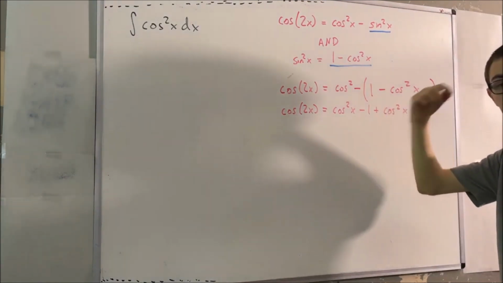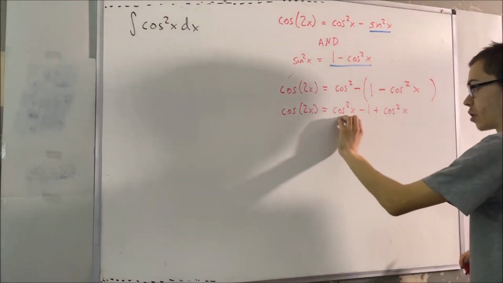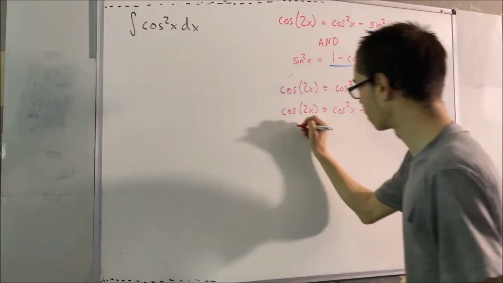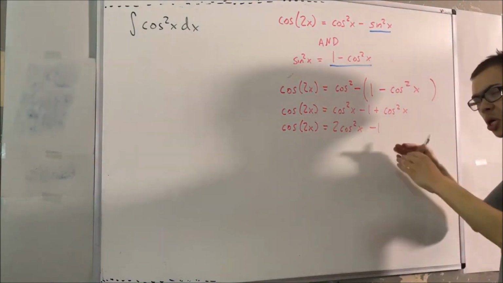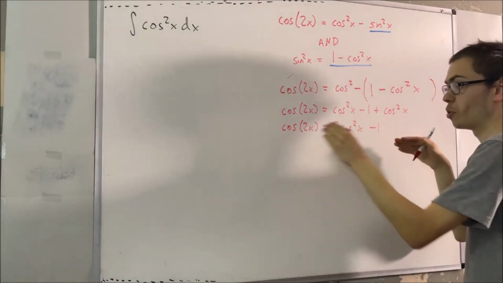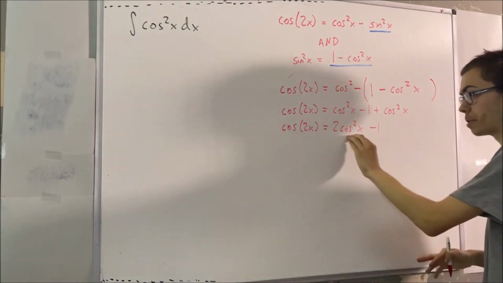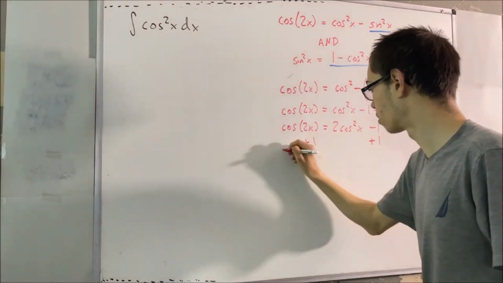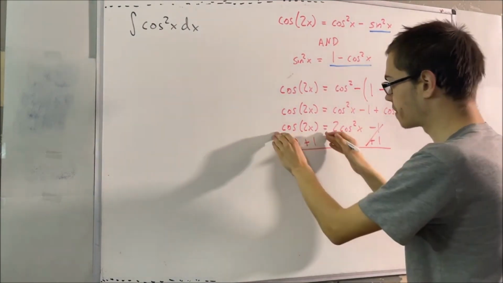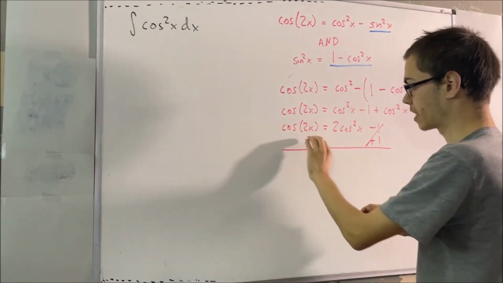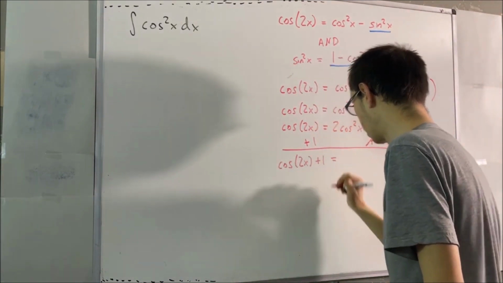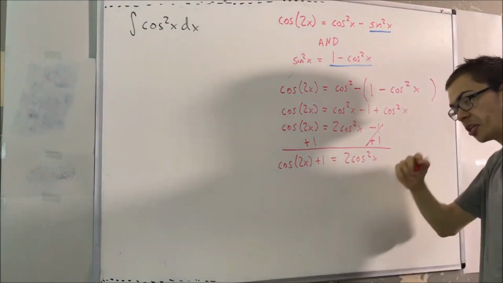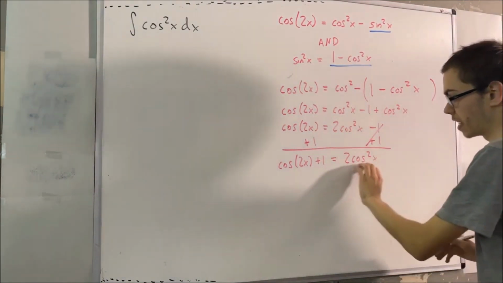Now that we have this, we can combine like terms. We know that cosine squared of x plus cosine squared of x is 2 cosine squared of x. And so now at this point, we're going to algebraically solve for cosine squared of x. We can start off by adding 1 to both sides. So then what we're left with on the left side is cosine of 2x plus 1. And on the right side, 2 cosine squared of x. And so now, at this point, we're just going to divide 2 on both sides.